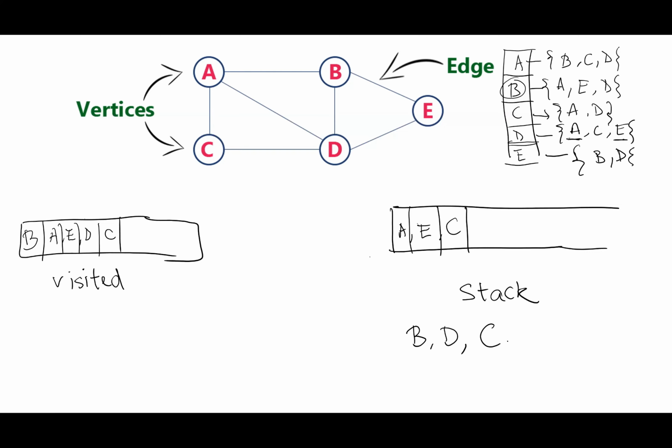Okay. So once you take out C, we check C's neighbors, A and D. Both of them are in the visited list, so we don't add them. Next, we take E. E's neighbors are B and D, both of them are in visited, so we don't put them in the stack. The stack now only has A. I take A out, and you see all three neighbors are already visited.